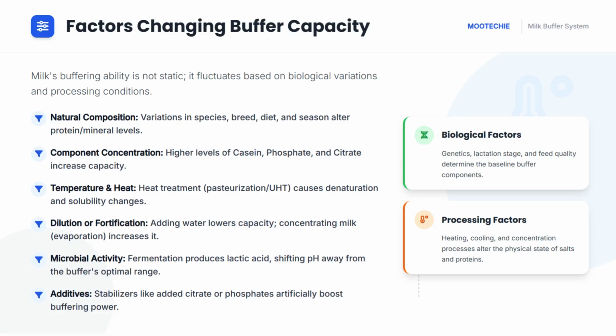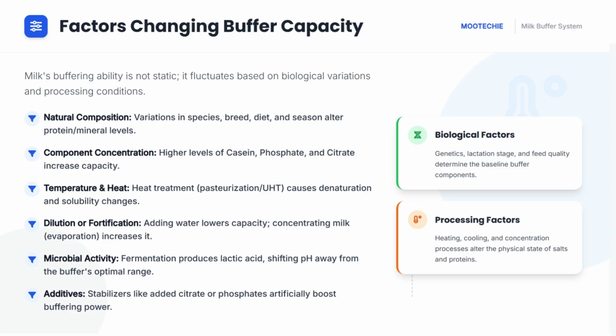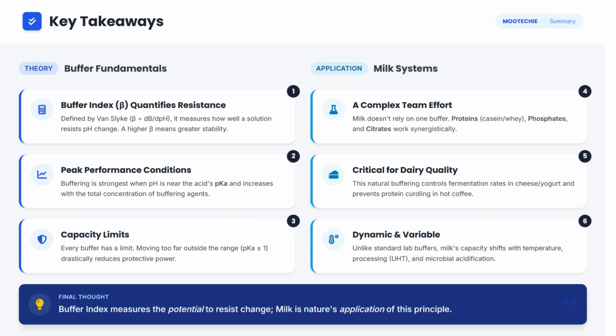Microbial activity during fermentation produces lactic acid, shifting pH away from the buffer's optimal range. And additives like stabilizers can artificially boost buffering power. Biological factors like genetics, lactation stage, and feed quality determine the baseline buffer components. Processing factors like heating, cooling, and concentration alter the physical state of salt and proteins.